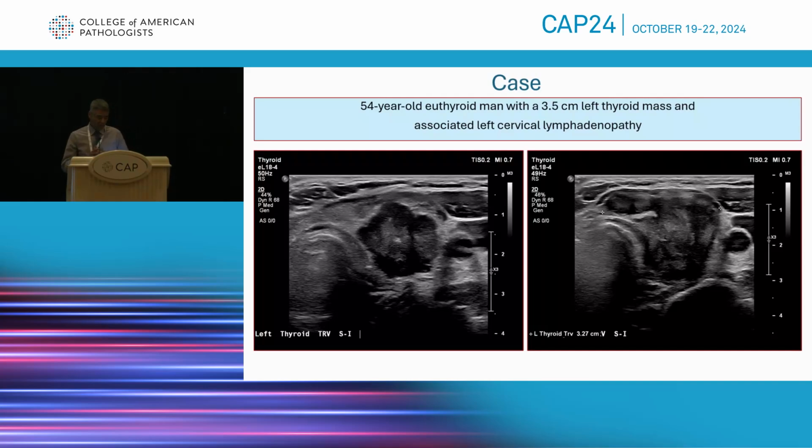This is the case I'm going to start with, and this is actually a real case. It's not a made-up case. A 54-year-old, euthyroid, so there's no history of any clinical thyroid disease, hyper or hypothyroidism, with a sizable mass. As you can see, this mass has really irregular margins and is really hypoechoic. This is very typical of infiltrative tumors, and you can see it infiltrating at the edge. It also has a lateral neck extension, and there was associated adenopathy.